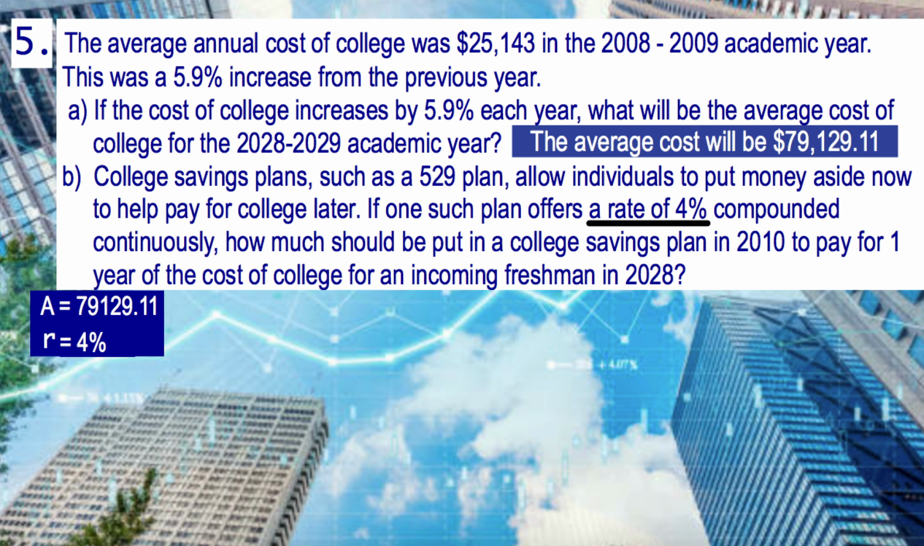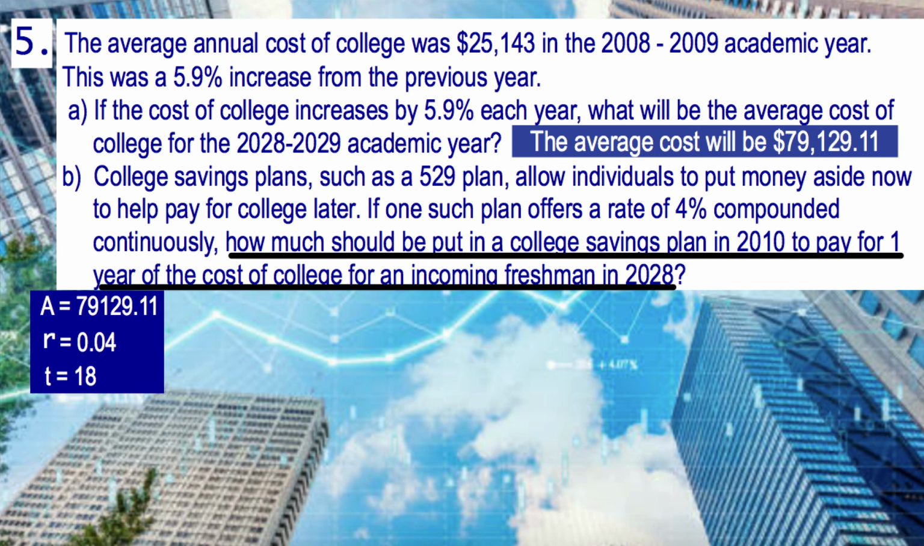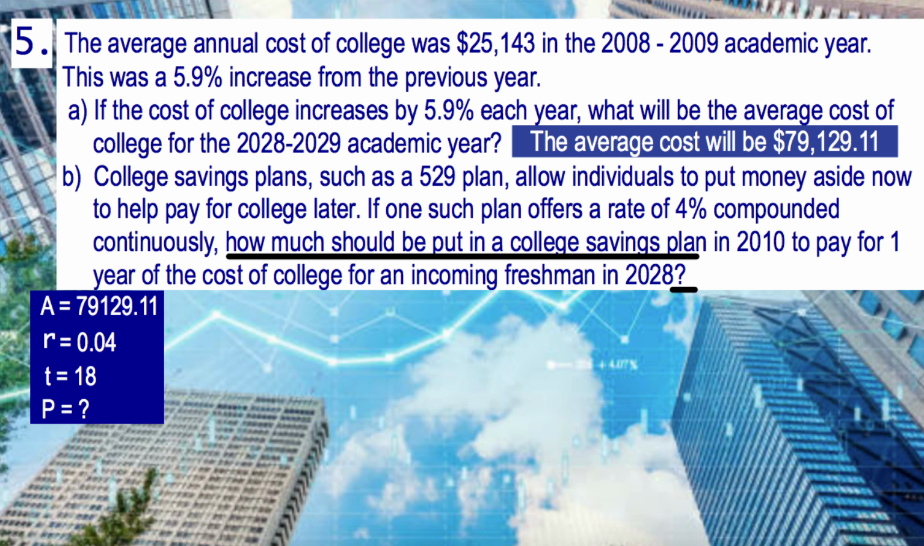Our rate is 4% because it is stated in the question, rate of 4%, or 0.04. Our time is 18. This is found because the question asks how much should be put in the plan in 2010 to pay in 2028. There are 18 years that they have to save up this money. Our principal is unknown because the question is asking for it. How much should we put in the college savings plan at the start to end up with that final amount?